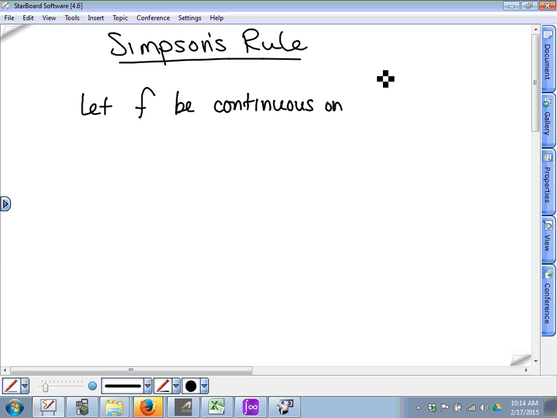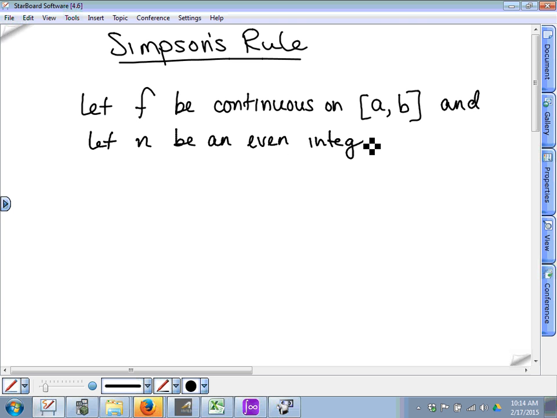We haven't learned Simpson's Rule. Nope, this is new. I thought we'd been using it the whole time. That's the Trapezoidal Rule. Simpson's is a different rule. Here's Simpson's Rule. N has to be an even integer.